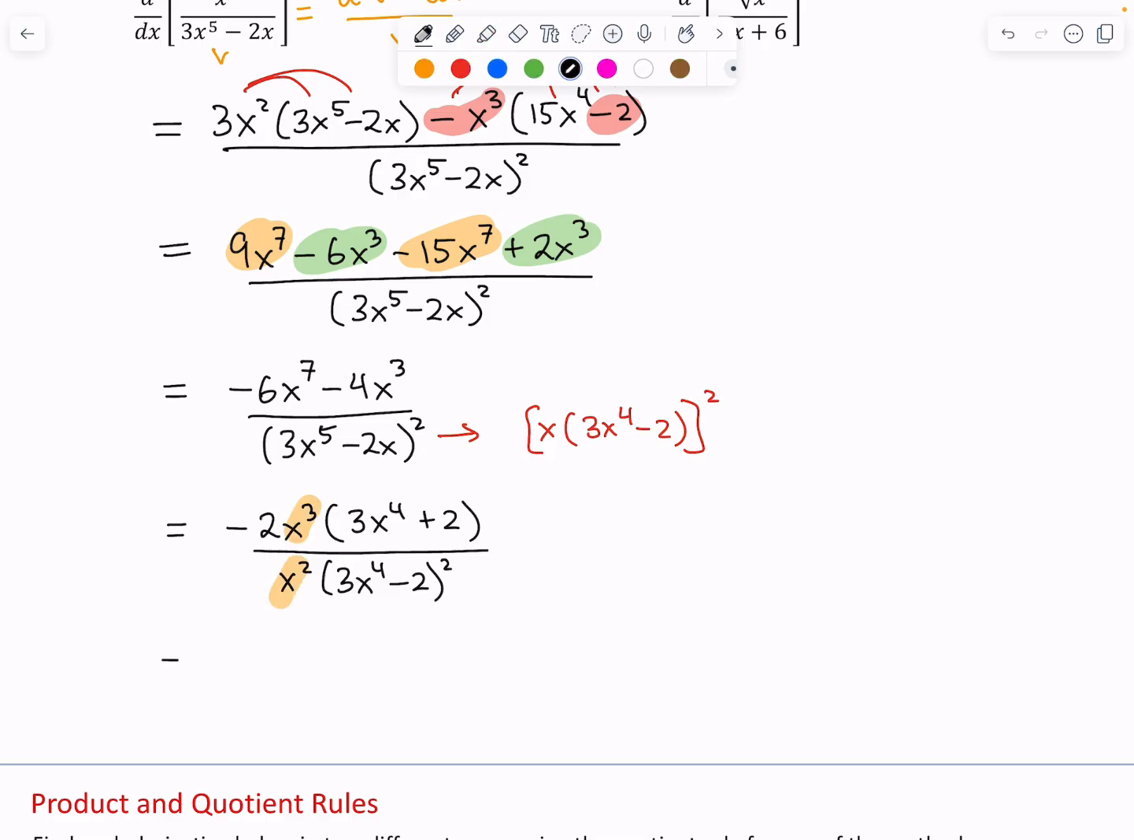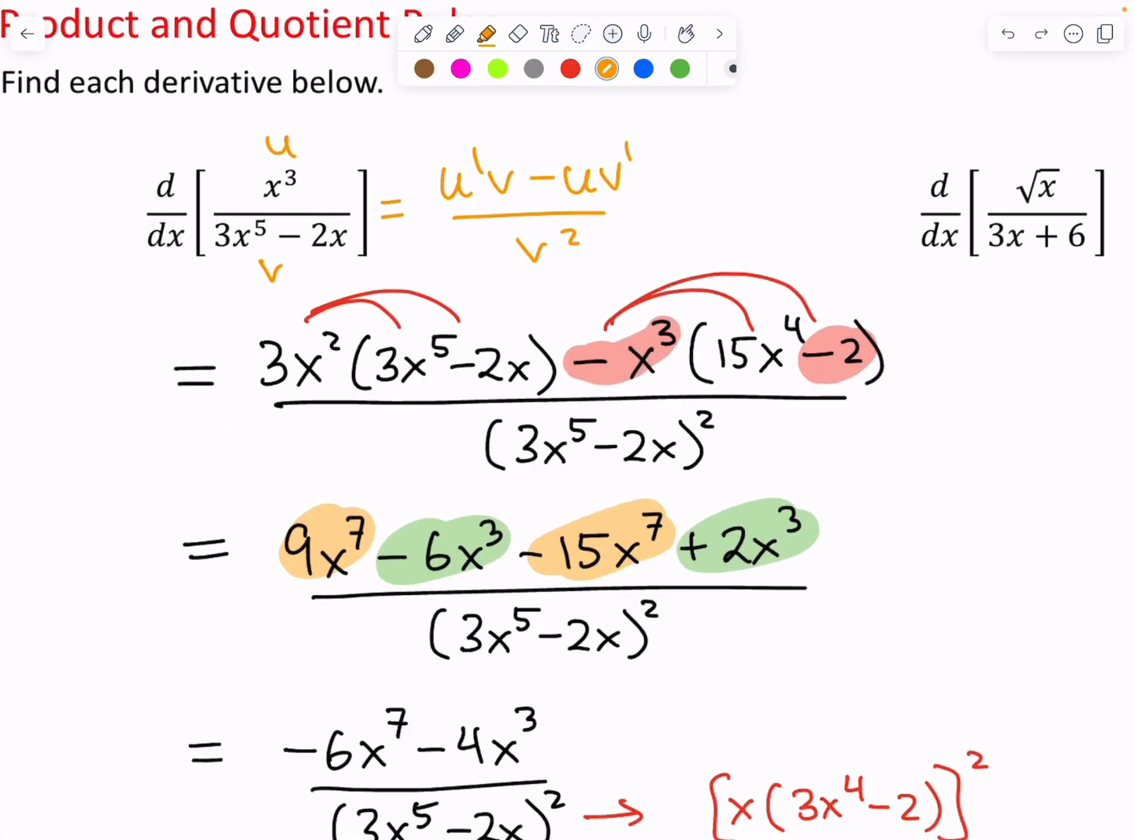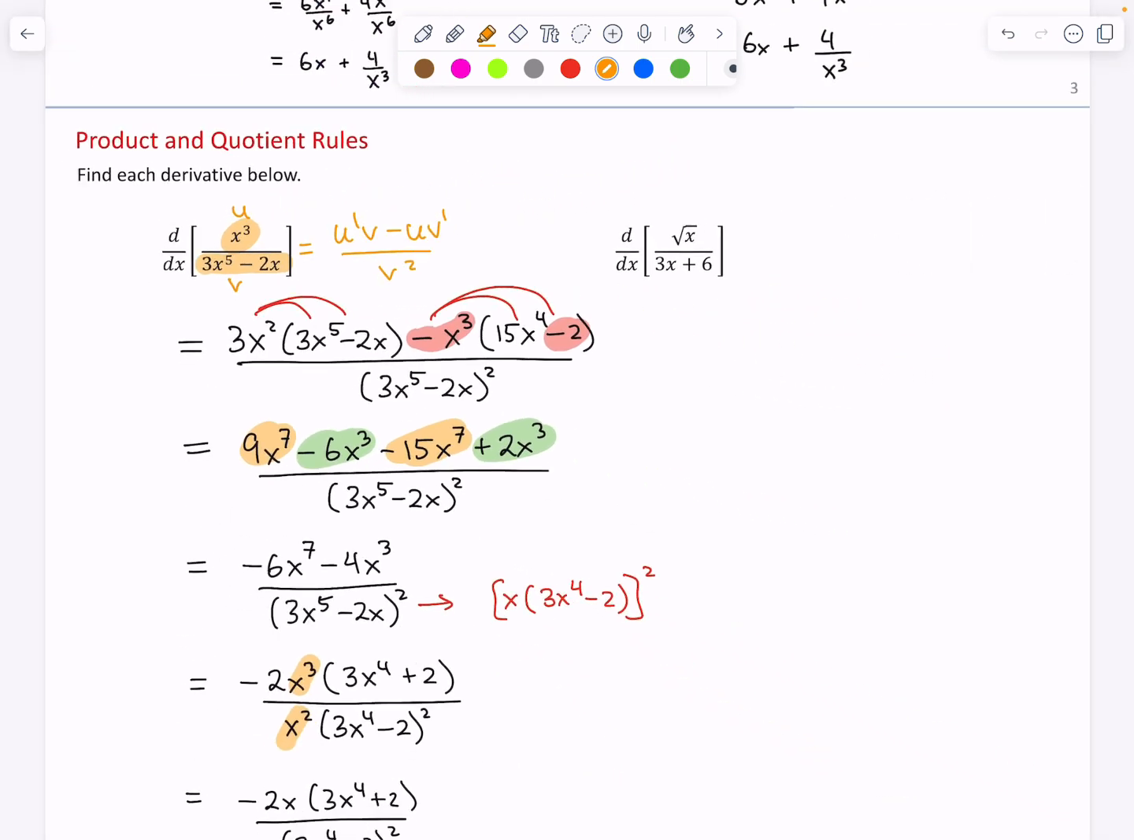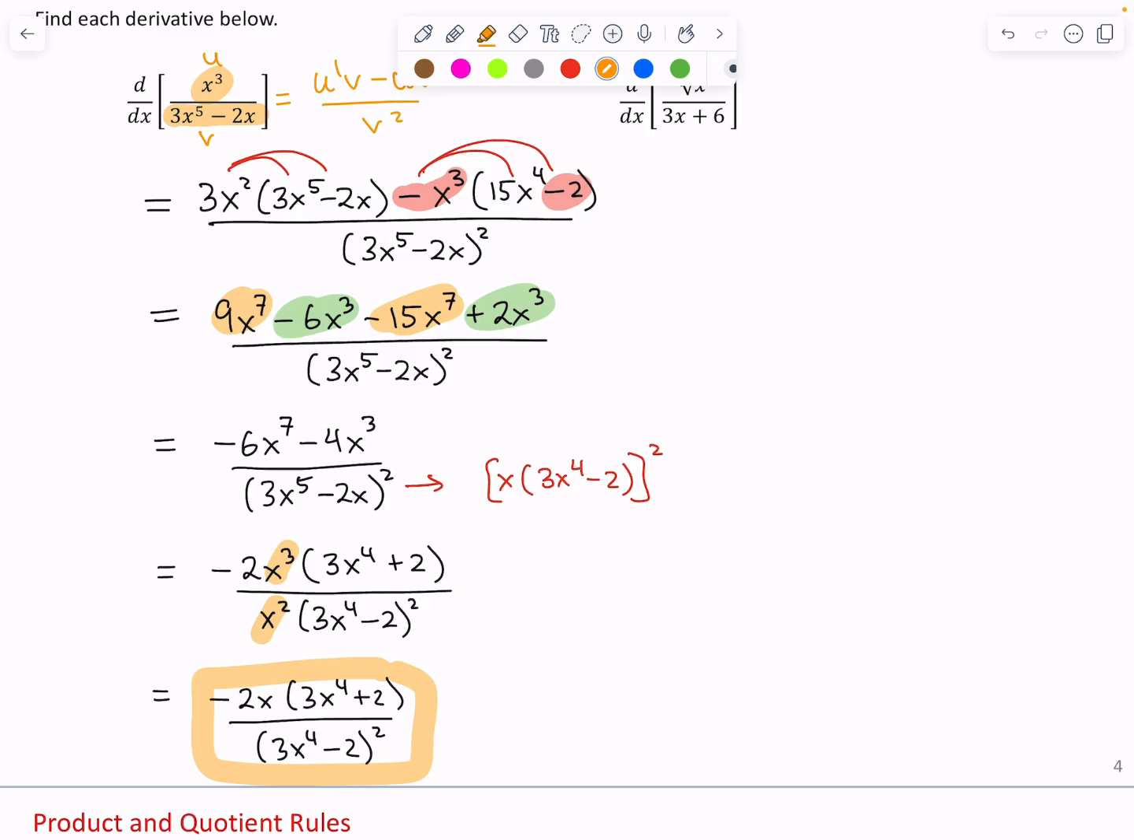So as a final answer, I'm going to say negative 2x times 3x to the fourth plus 2 all over 3x to the fourth minus 2 squared. These terms do not cancel each other because they are not identical. So this is as far as we will simplify this. Now on that note, I could have factored some x's and simplified the original function to begin with before I ever applied the quotient rule. That likely would have led straight to this simplified version of our derivative.